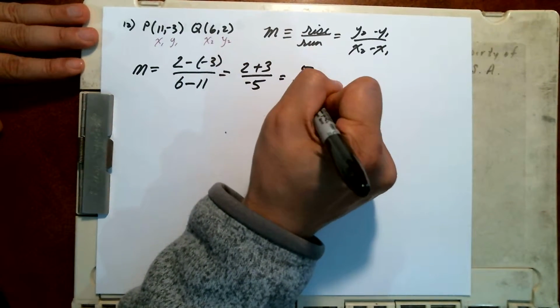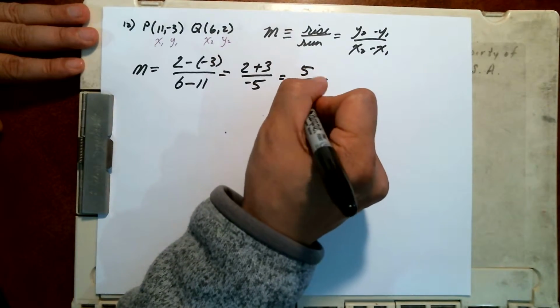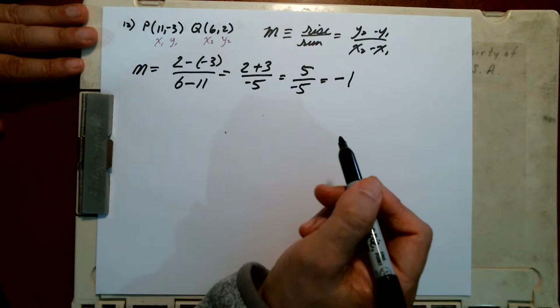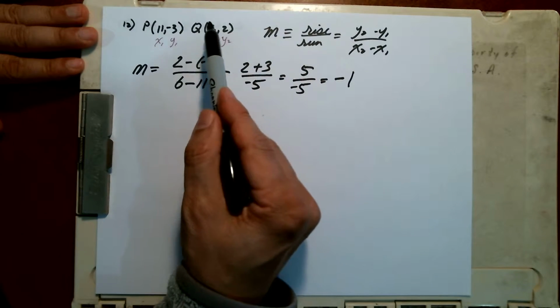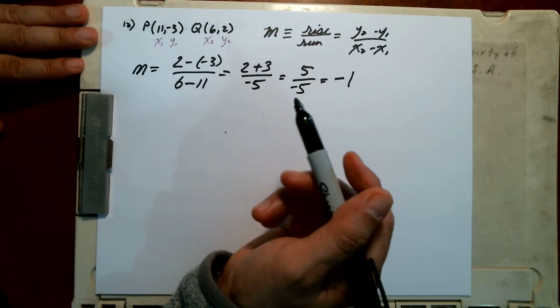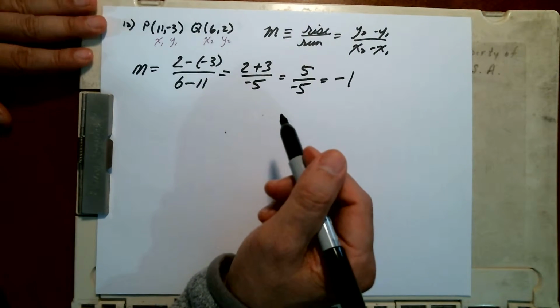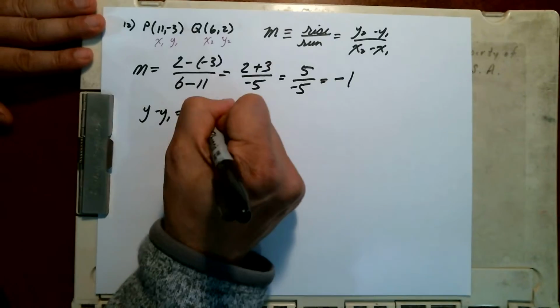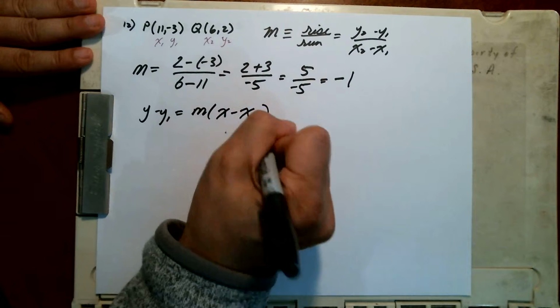5 over negative 5, a negative and a positive is negative. 5 over 5 is 1. You found your slope. Now you can pick any point you want. You can use this point or this point using the point slope form. And we go through the process all over again. y minus y1 is equal to m times x minus x1.